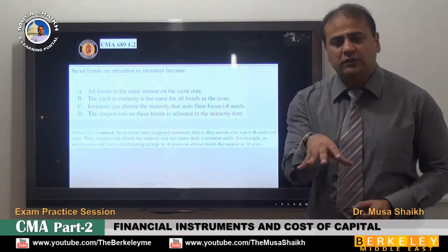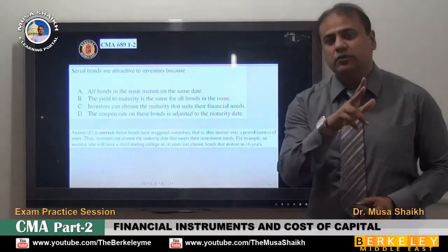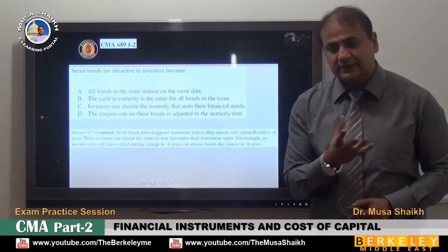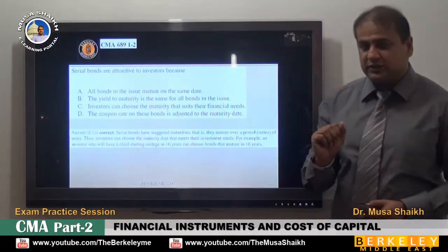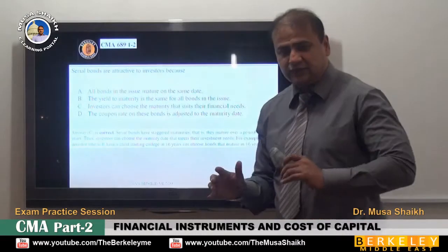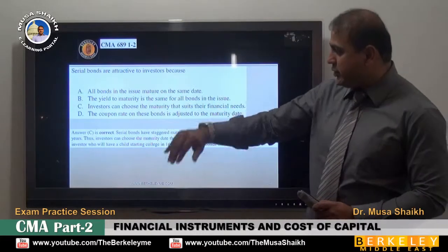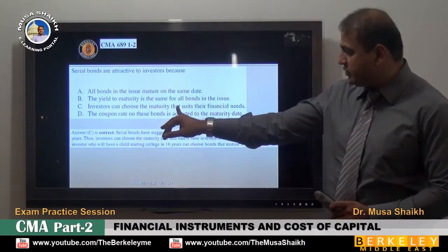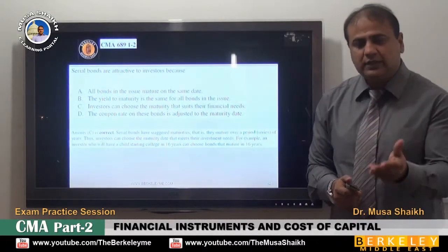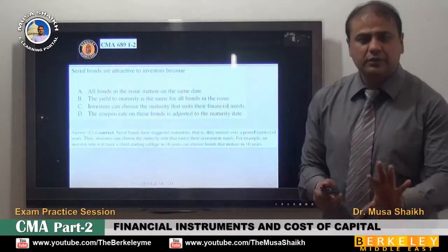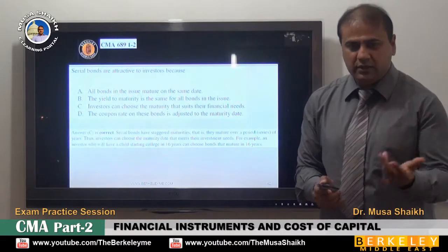But if I give you $1 million, I will ask, okay, after 2 years I need 1 million plus my 2-year profit. This is what I mean by term, after a period. So this is what he's saying, that serial bonds, in which you have a series of payments, are attractive to the investor because the investor can choose the maturity that suits their financial needs. It means you can choose how you get your return, monthly, quarterly, yearly, however you want.